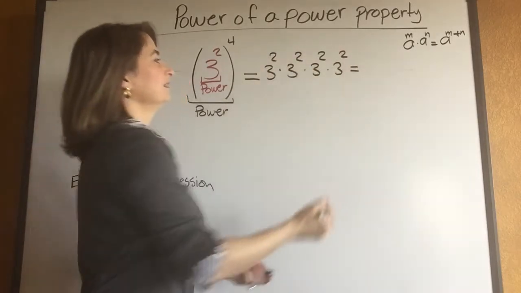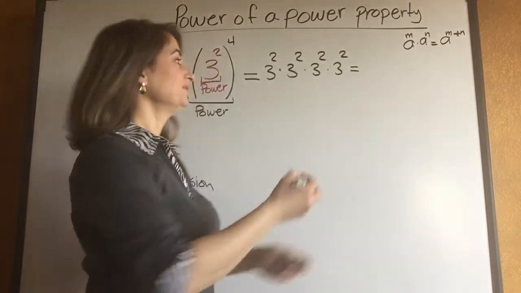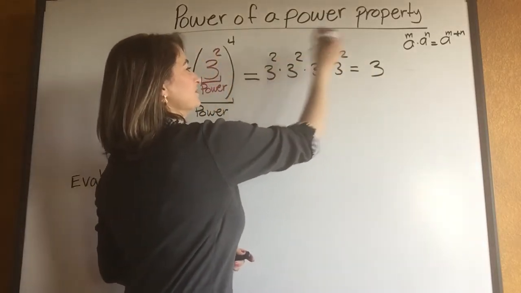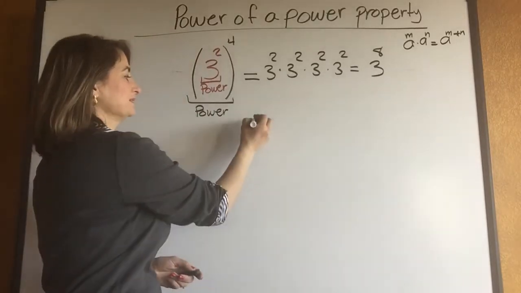to the power 2. If you remember the product of powers, it means keep the base the same, add the exponents. The base is 3. I'm going to add 2 plus 2 plus 2 plus 2. That gives you 8. Let's try it one more time with a variable to see what happens.